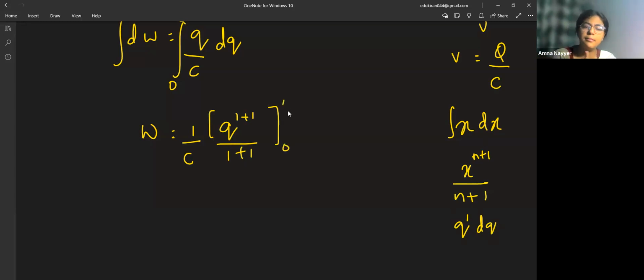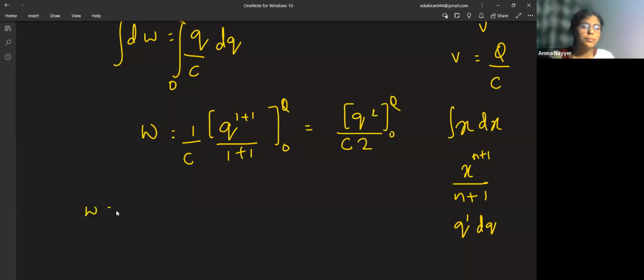First tell me, is this step clear to all of you? Should I repeat? Is this clear? Yes, ma'am. Okay. So this is your simple integration. N plus 1 divided by n plus 1. So this is Q to the power 1 plus 1 divided by 1 plus 1. Now you can write this as Q square because 1 plus 1 becomes 2. And here also you have 2. And this capacitance C is there. And whatever are your limits, 0 to capital Q.